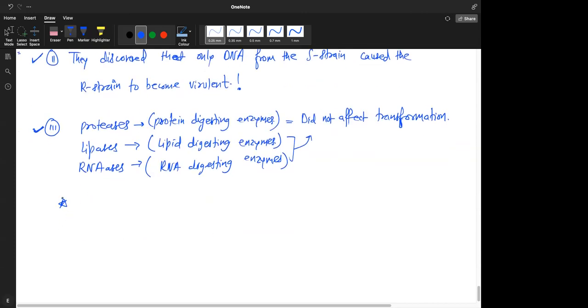Only when they used DNases, when they used this enzyme, which degrades DNA, they saw that transformation was inhibited.